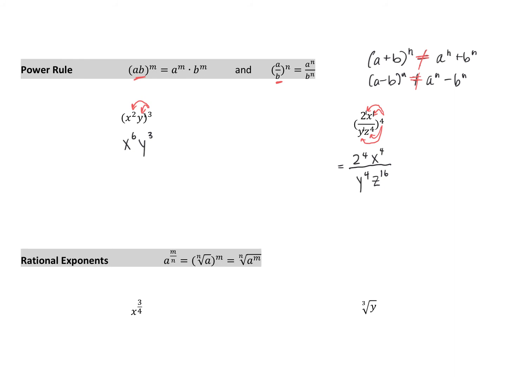You can leave it there. Sometimes the computer or your teacher will expect you to expand out numbers like 2 to the 4th because it's relatively small. 2 to the 4th is 16. So alternatively, you could write 16 x to the 4th over y to the 4th z to the 16th. So that may be a better answer. If it was like 2 to the 81st, you wouldn't multiply that out because it's going to be a huge number. But something that's pretty small, generally you go ahead and multiply it out.